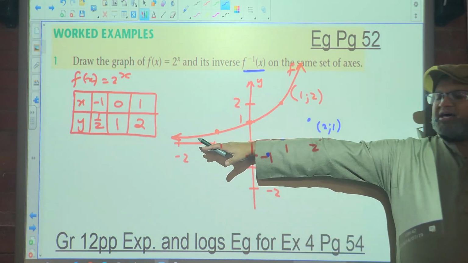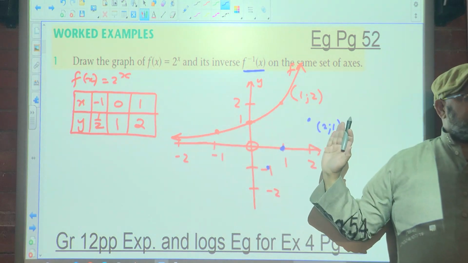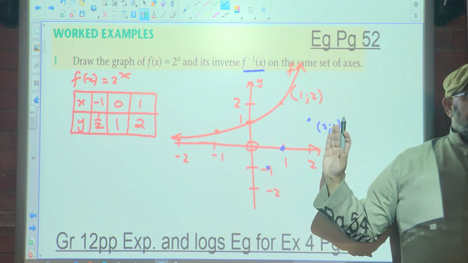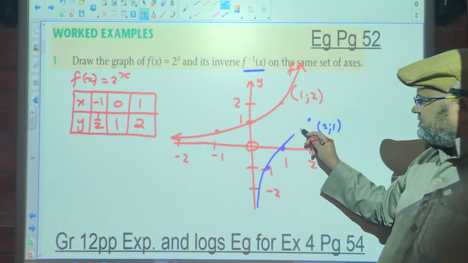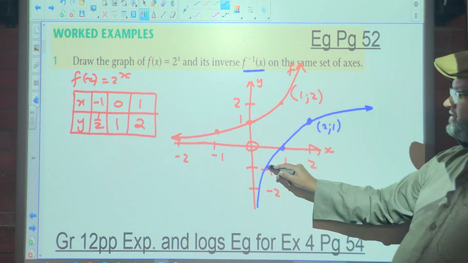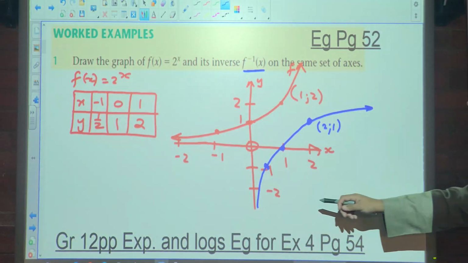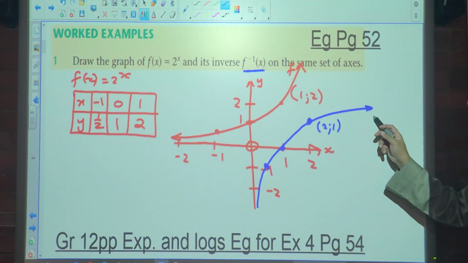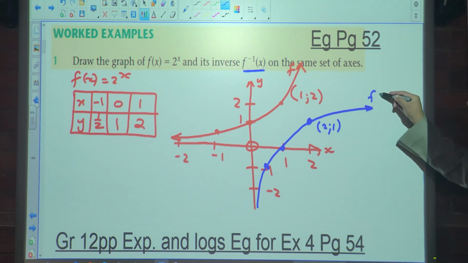The horizontal asymptote, when it's reflected, becomes the vertical asymptote. Can you see that, people? So the graph again comes close, doesn't touch. There's your first look at what a log graph looks like. Okay, this is a log graph. So this is your inverse function.